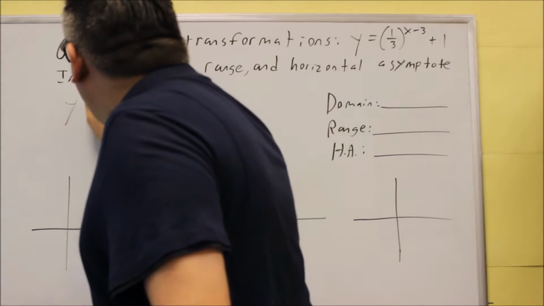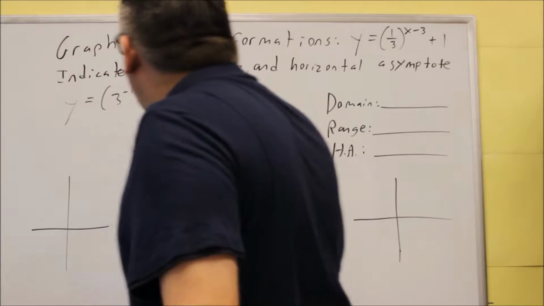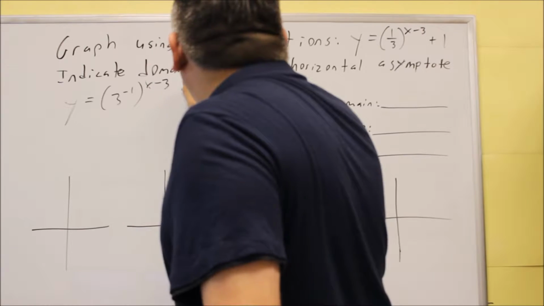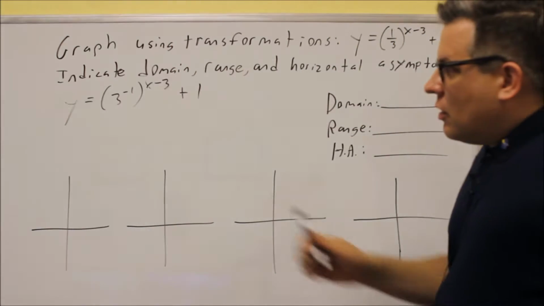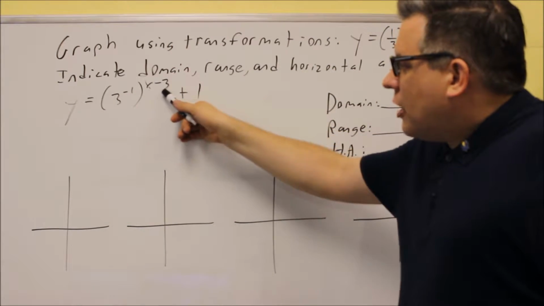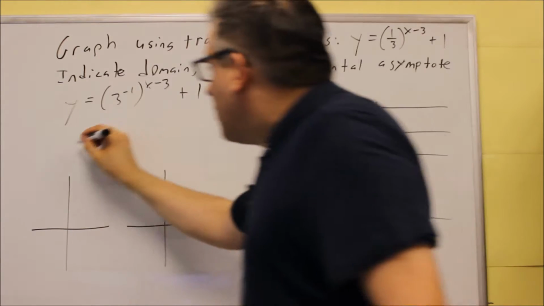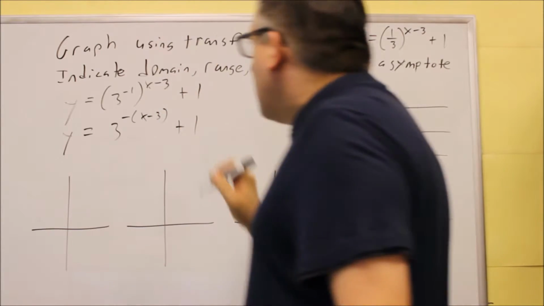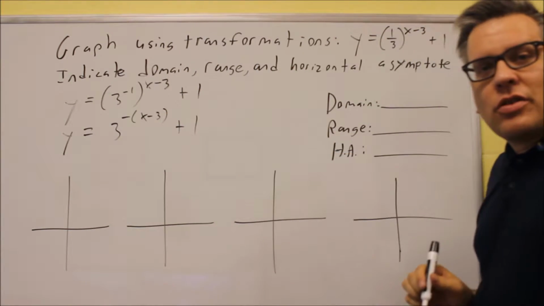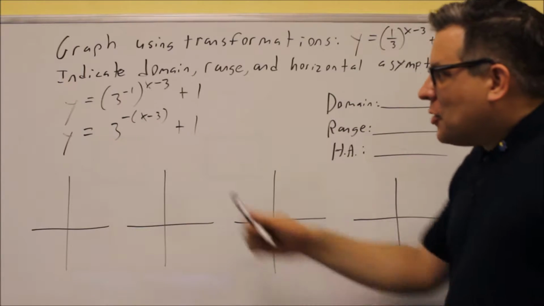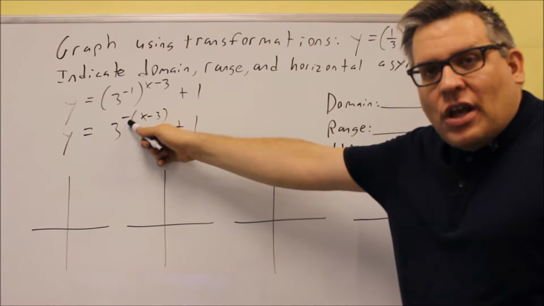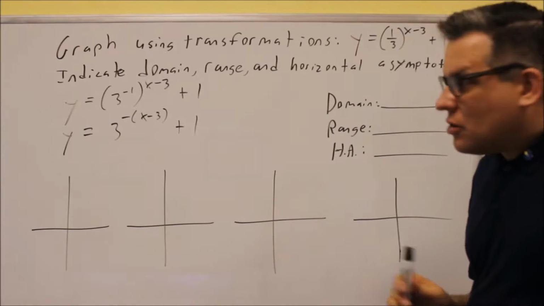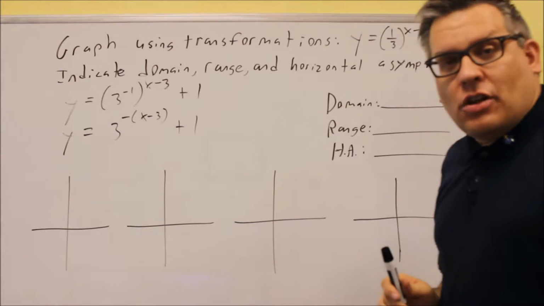So when I rewrite it, I'm going to put 3 to the negative 1 inside instead of 1/3, and then I have x minus 3 and then plus 1. The negative here, I'm going to multiply it by this, but I'm not going to go ahead and distribute that. Instead, what I'm going to do is write it this way. I'm going to put the negative outside the parentheses, and the only reason why I'm doing that is because now we see that since there's a negative in the exponent position, we know it's going to be a flip over the vertical axis. So that's why we're writing it and leaving it in that form.